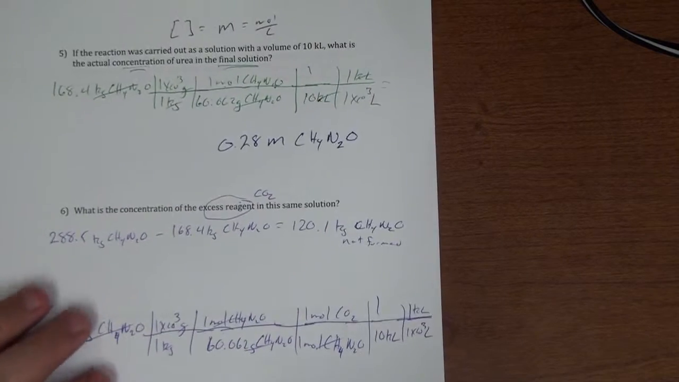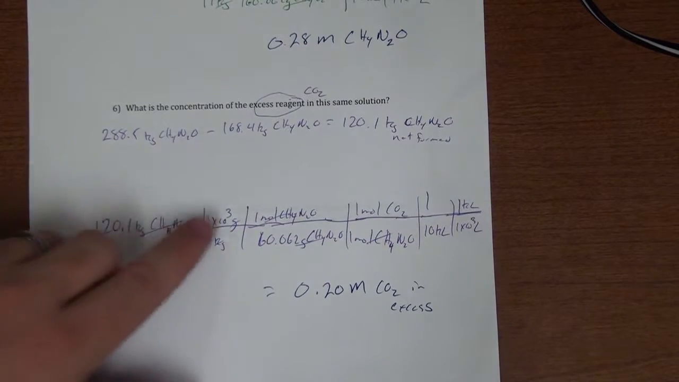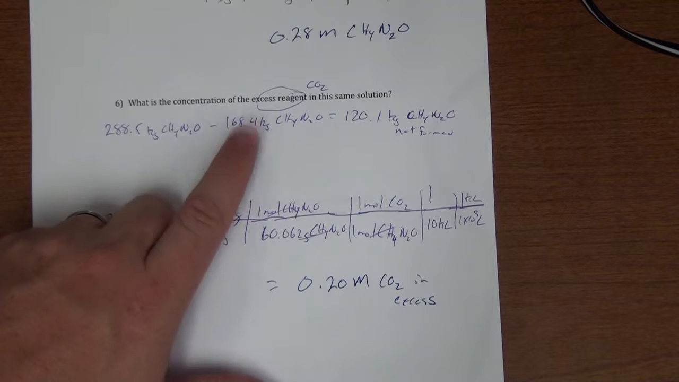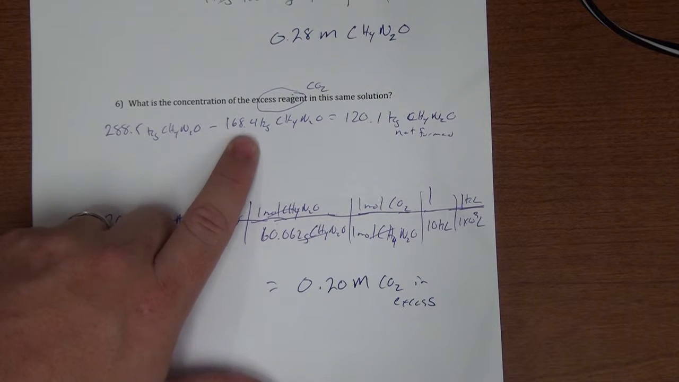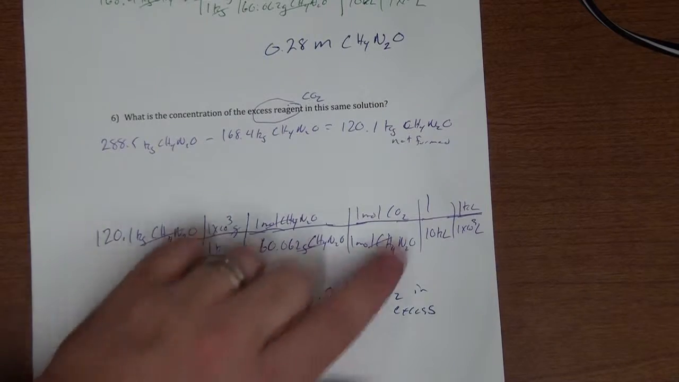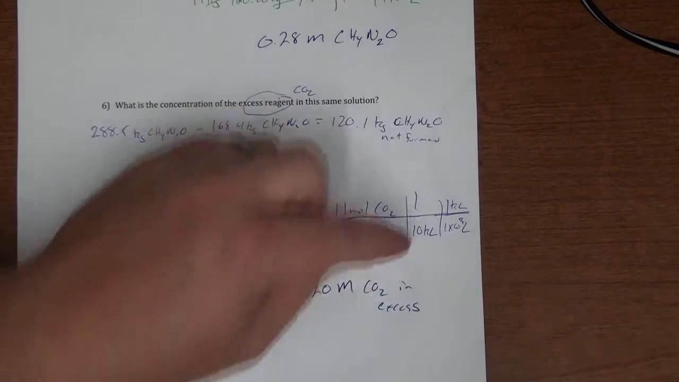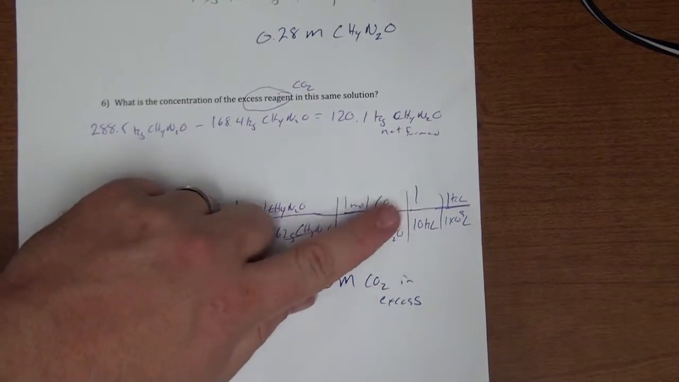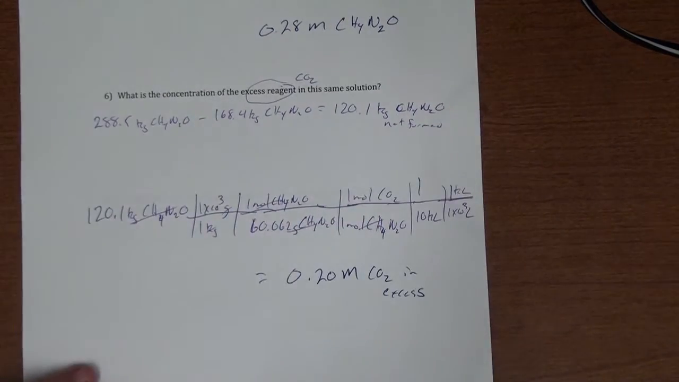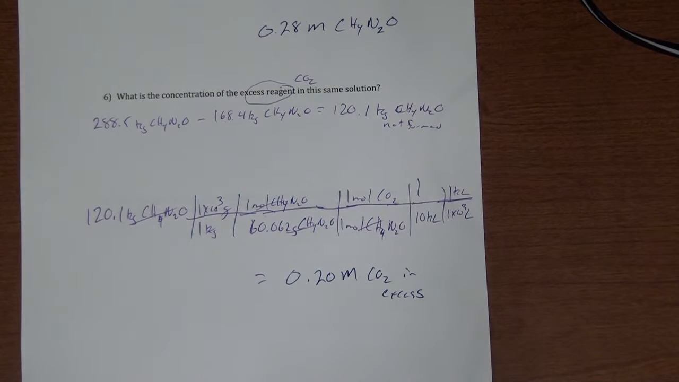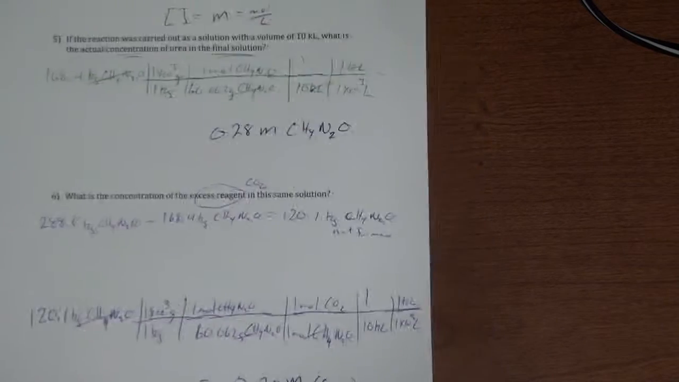Right? The other way we can do this is we could take and figure out, since we know we formed 168.4 kilograms, we could figure out how much carbon dioxide was actually used and do the subtraction there. In this case, because we weren't going back to grams, we wanted a molarity. This method is a little bit more straightforward. But either approach is fine.